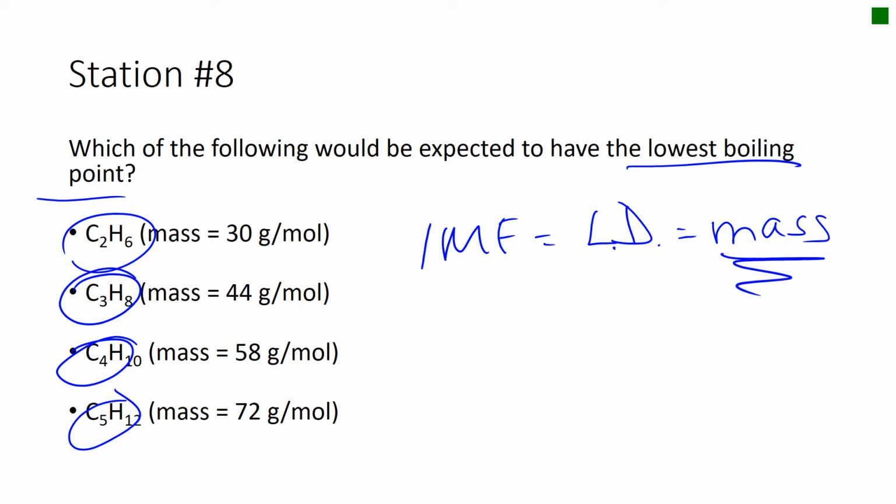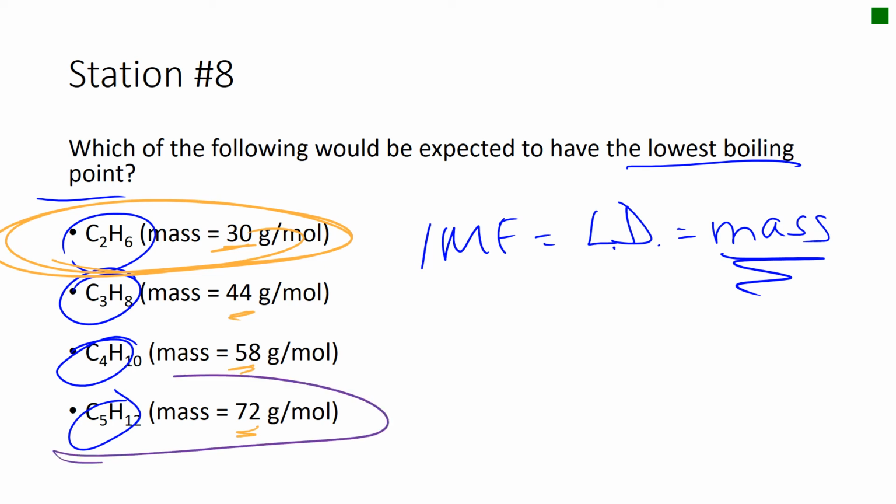It is directly related. The higher the mass, the higher the boiling point. So the one with the lowest mass will also have the lowest boiling point, which would be this one, because it said 30, 44, 58, 72. If I asked for the highest, I would have circled the last one.